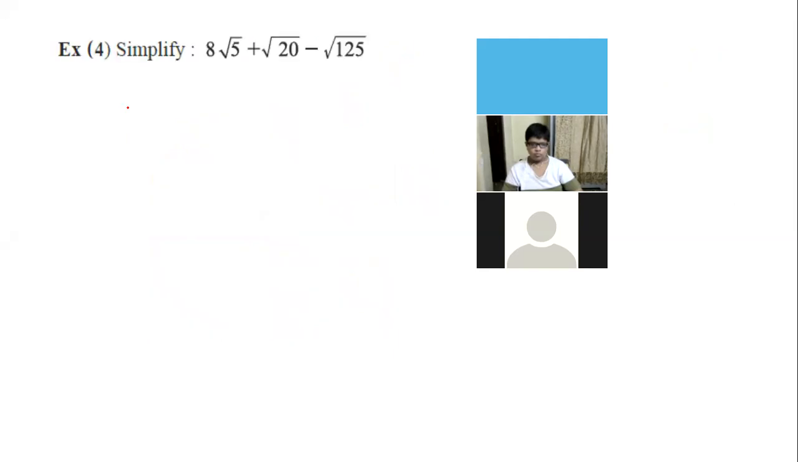Can you try this one? Now, before you start, just listen. Here, the surds are different. So first, what you do is write each of the surds in its simplest form. So root 5 is already in the simplest form. Root 20, you have to write it in the simplest form. And root 125, you have to write it in the simplest form. So first start with that.